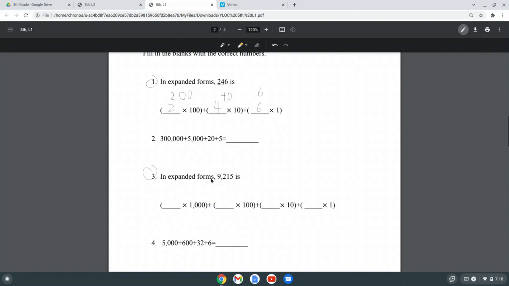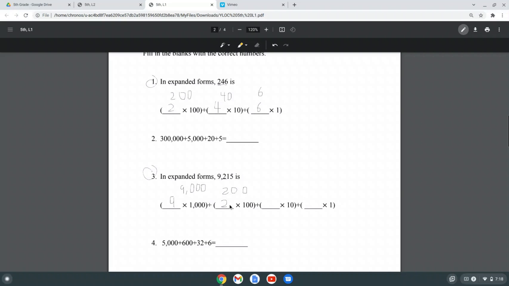Next, in expanded form, 9,215. So same thing, like question 1, we have 9 times 1,000 equals 9,000. Then the next one is something times 100. That'd be 2. So 2 times 100 equals 200.